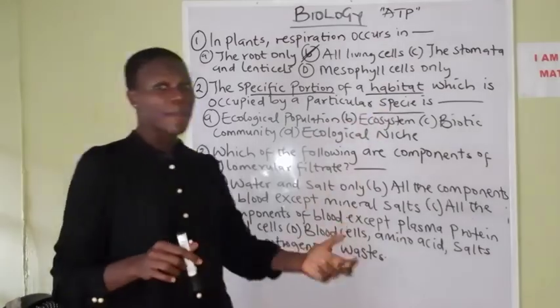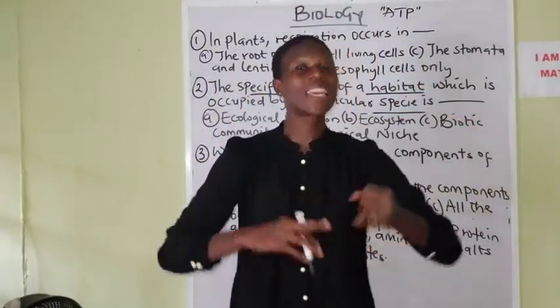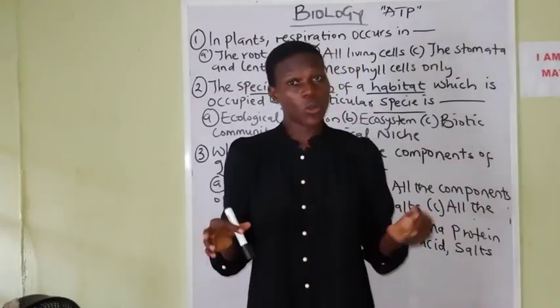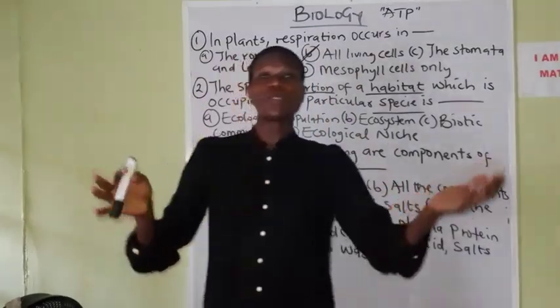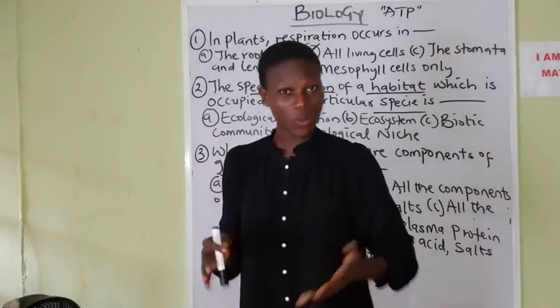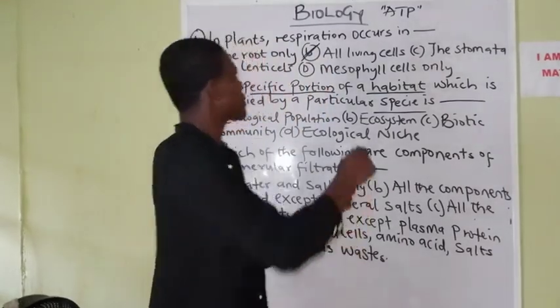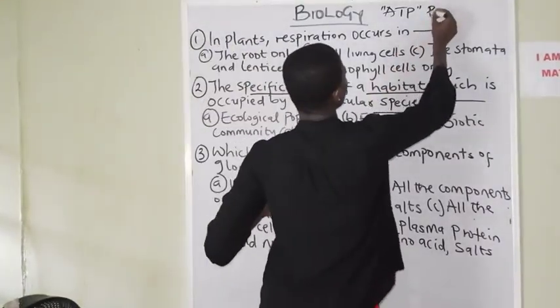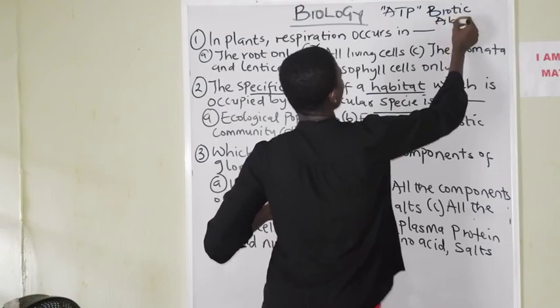Now what's an ecosystem? An ecosystem is just the sum of the biotic and abiotic factors of an environment. The biotic means the living components of the environment. For instance, we have plants, animals, and other organisms there. So we have the abiotic. Let me write them here. We have the biotic and abiotic.